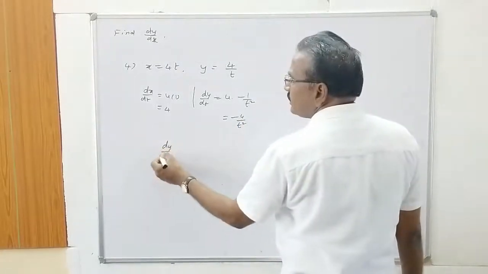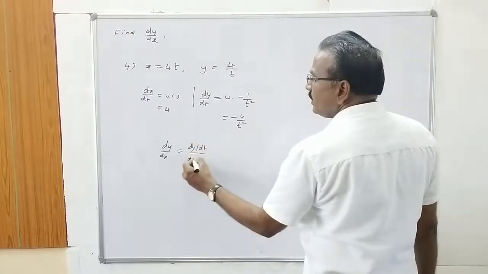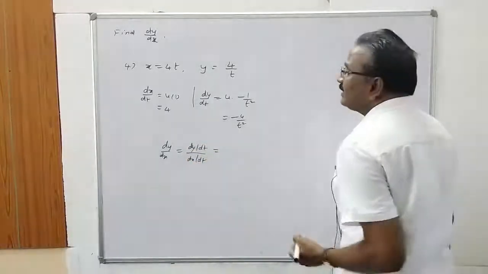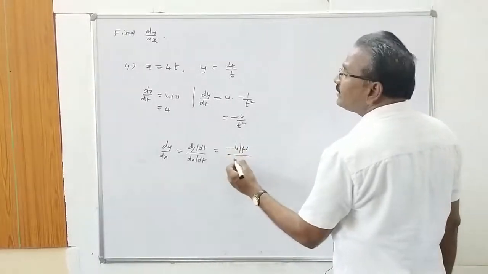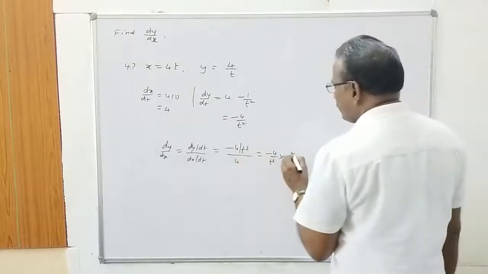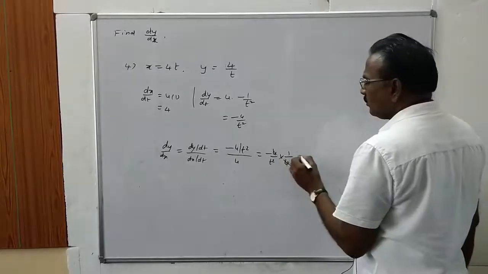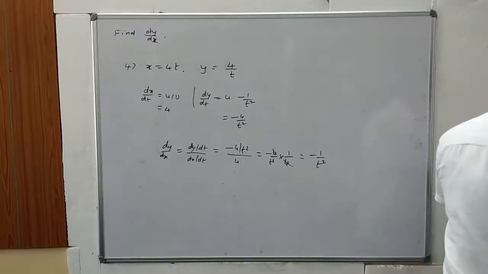Therefore dy by dx is dy by dt divided by dx by dt. Here what is dy by dt? Minus 4 by t square divided by dx by dt, which is 4. That is minus 4 by t square into the reciprocal of the denominator. So 1 by 4, the 4s get cancelled. Minus 1 by t square. That is the fourth question.